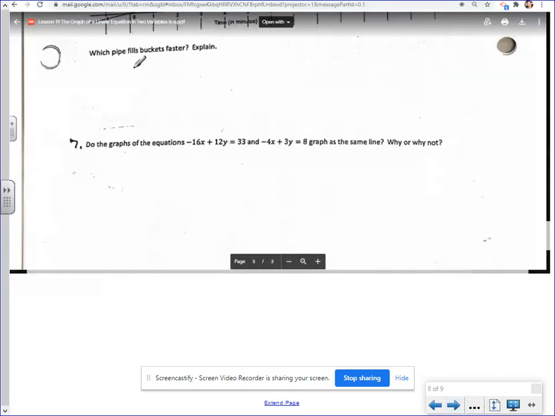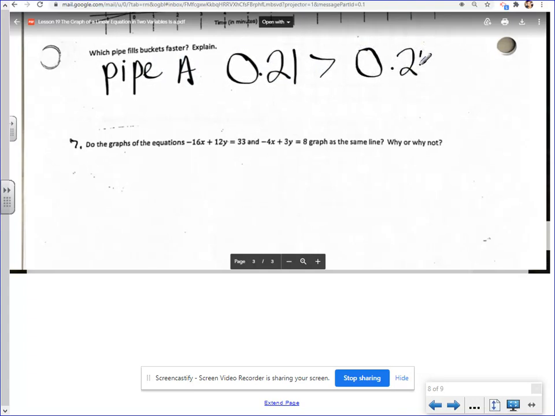A. So it says which bucket is faster? Pipe A is faster, and the reason is 0.21 is greater than 0.20. Not by a lot, but it is still bigger.